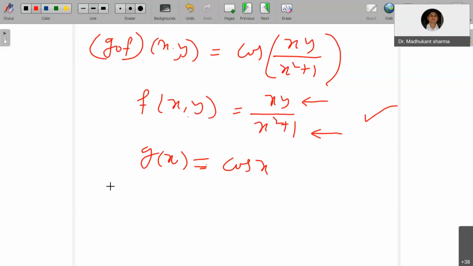So you take any point (x naught, y naught); F is continuous at (x naught, y naught). And G is continuous everywhere, so at every point on the real line it is also continuous, including at F of (x naught, y naught). So the composition theorem will tell you that G composed with F is continuous at (x naught, y naught).